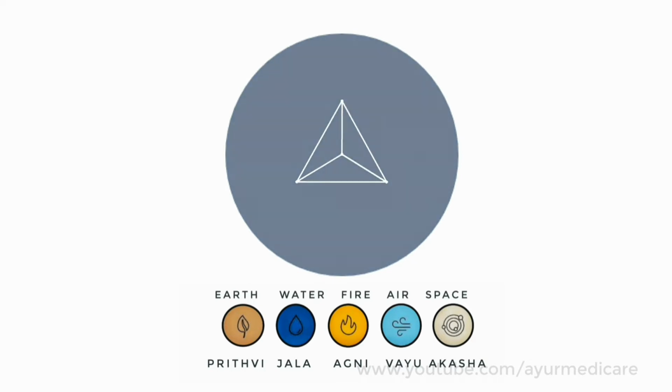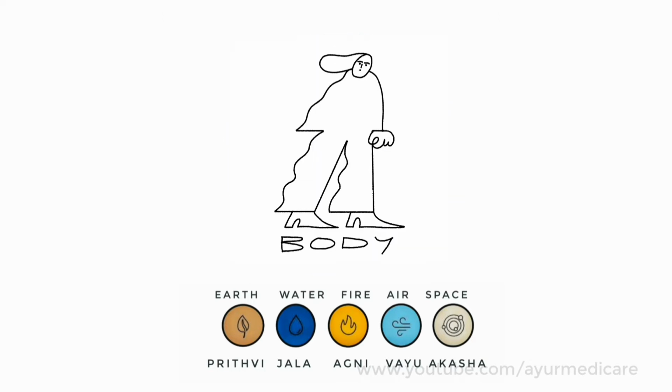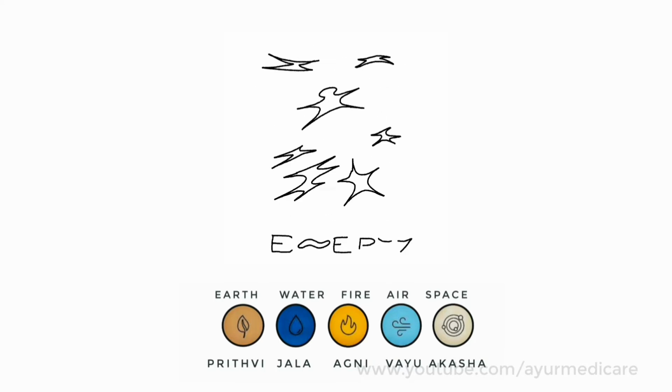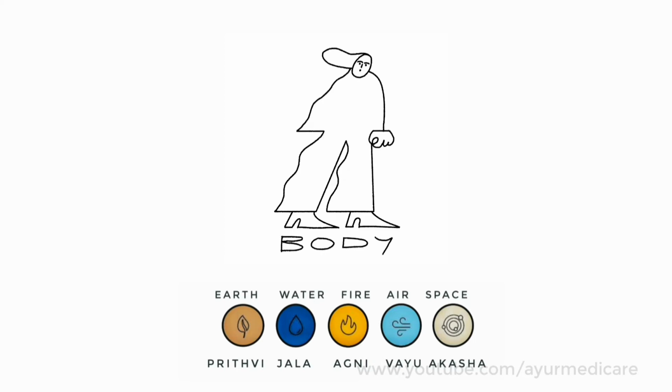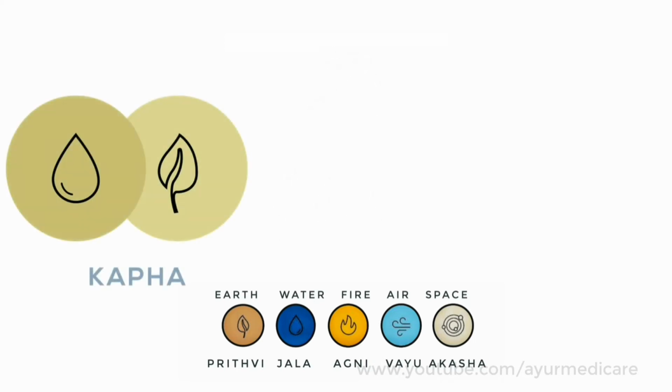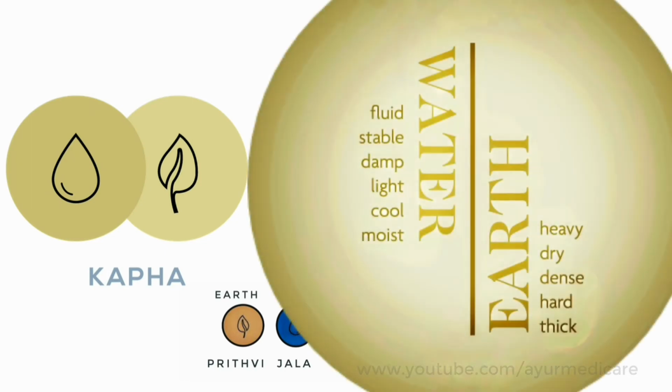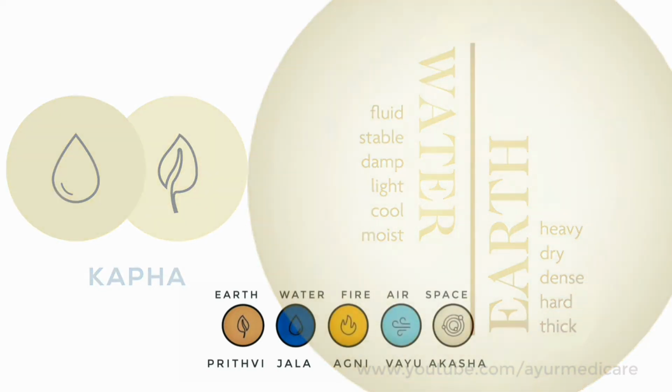So are the tridoshas. Our body is composed of tissues having the qualities of tridoshas, and each of those doshas are made of 2 elements each. Let's see how. Earth and water together constitutes kapha. So you can expect to have all the properties of earth and water in kapha.